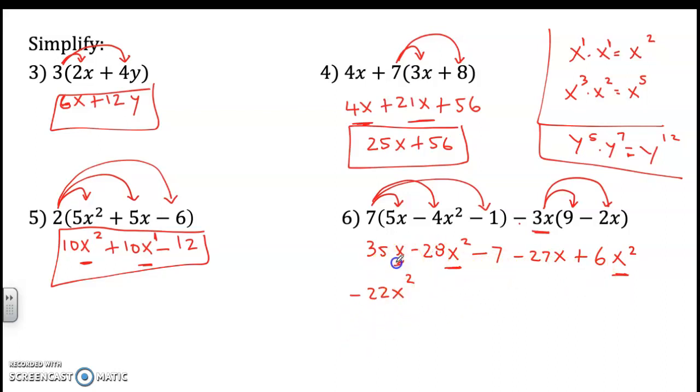Next, I have x here, x there. Technically it's x to the first, x to the first. It's the same variable. I have 35 minus 27. 35x minus 27x is positive 8x. Keep the variable with the same exponent. If you notice, I marked this down, and the only one that is not marked is the negative 7, which is my constant. I bring it down. These are not like terms because they have different exponents. Therefore, this is my final answer for number 6.